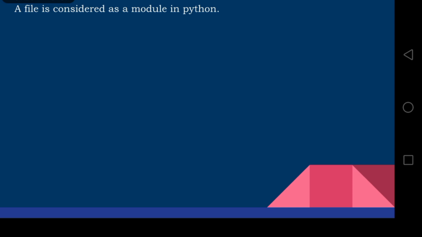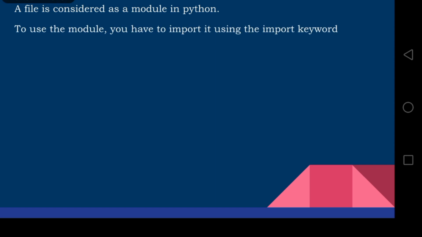Now a file is considered as a module in Python, and to use the module you have to import it using the import keyword. Since we are talking about the import function, also here we are talking about the file. So a file is a module. In order to use any module you have to use the import function. Let us see with the example.